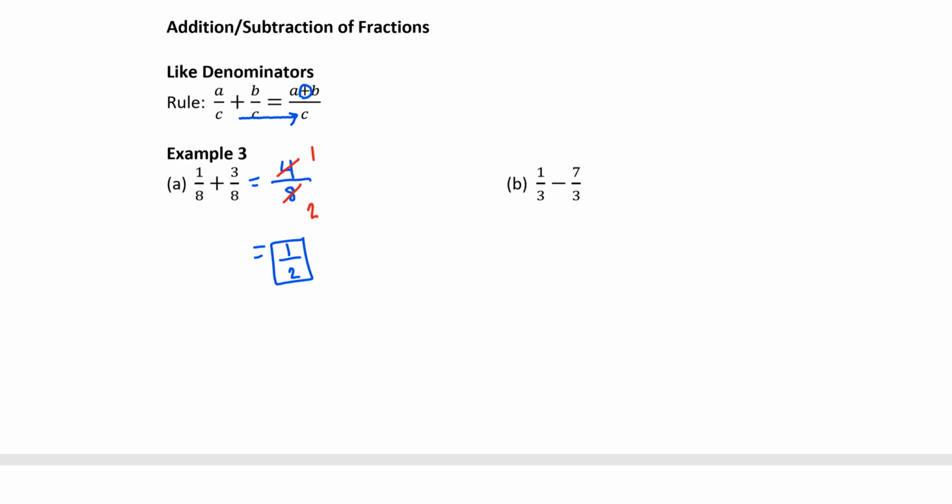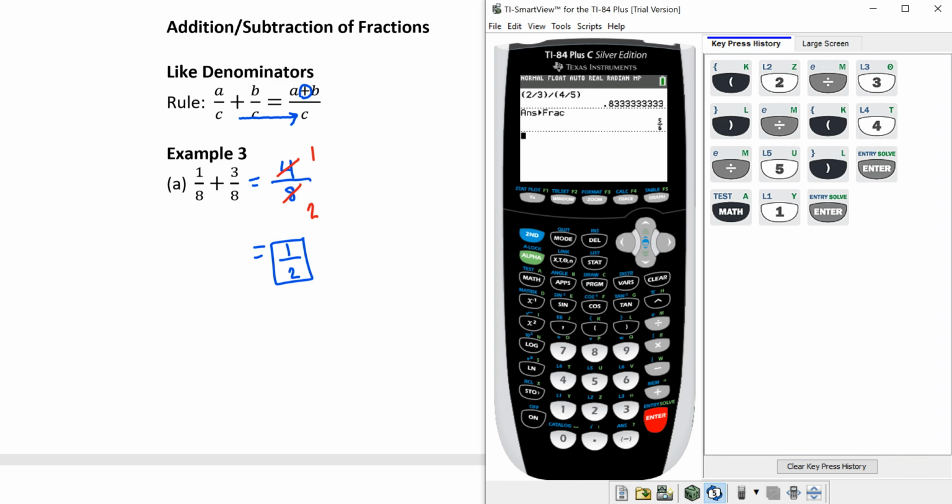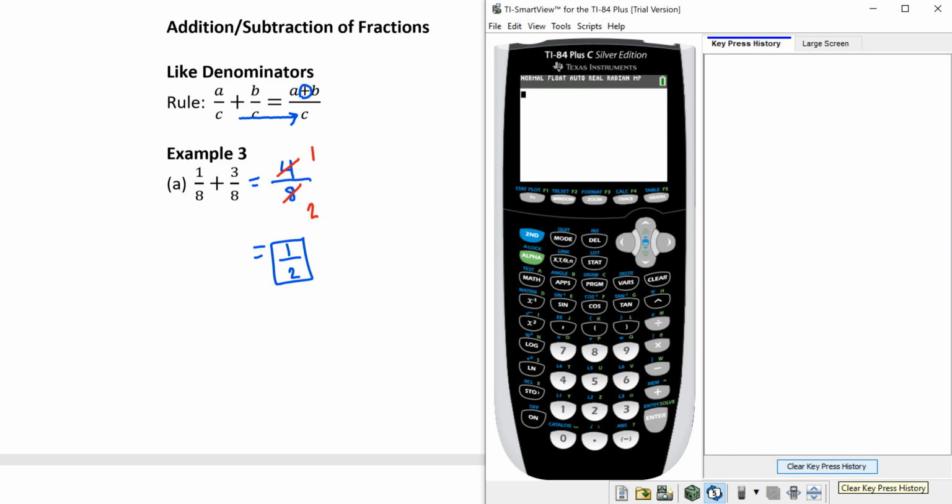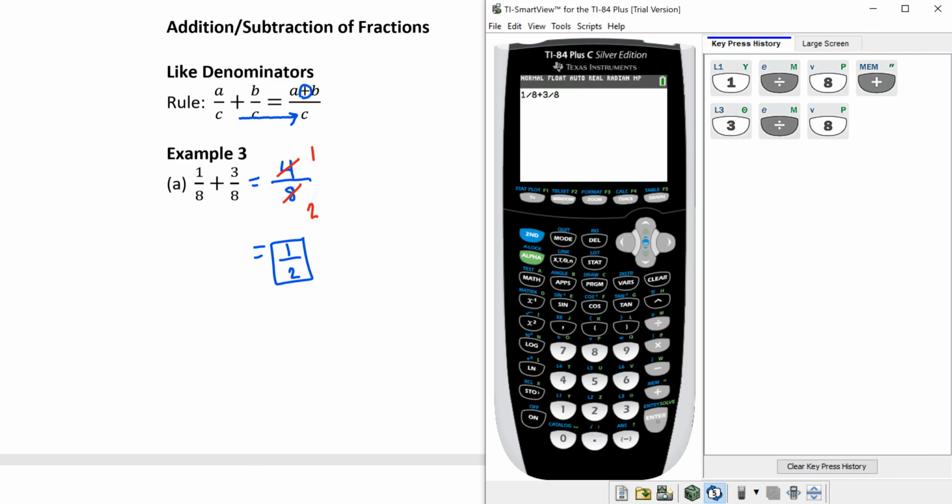Let's be sure we're correct with our calculator. Let me clear my home screen here, and we'll type it in as 1 divided by 8 plus 3 divided by 8. Parentheses are not necessary on this one. And turn it back into a fraction. 1/2, we are good to go.